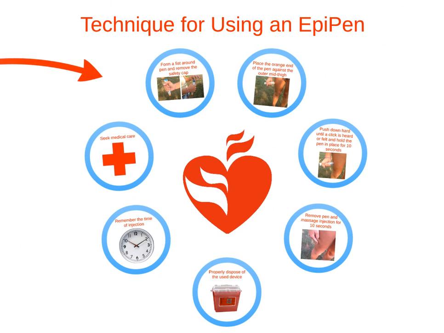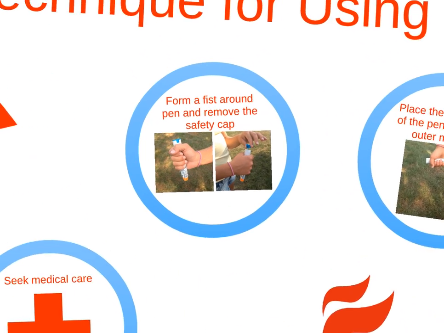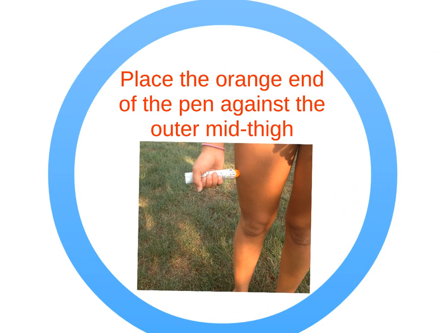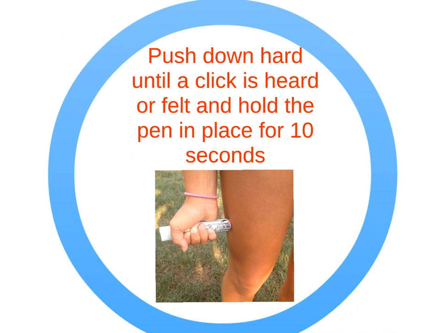Epinephrine can be life-saving medication. EpiPens are simple to use. Form a fist around the pen and remove the safety release cap. Place the orange end of the pen against the outer mid-thigh. Push down hard until a click is heard or felt, and hold the pen in place for 10 seconds.